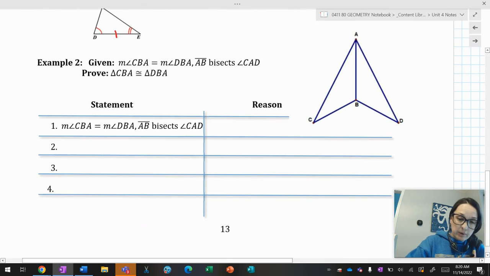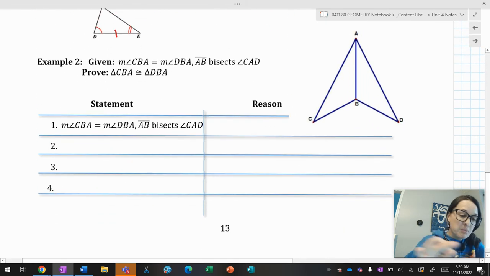All right, what does it look like? So if we come down here to this picture, we are given some information. We are given that angle CBA, which would have its vertex at B, is congruent to angle DBA. That would be this one over here. I've marked that. And AB bisects CAD, so CAD is up here and it gets cut in half. Prove that these two triangles are congruent.